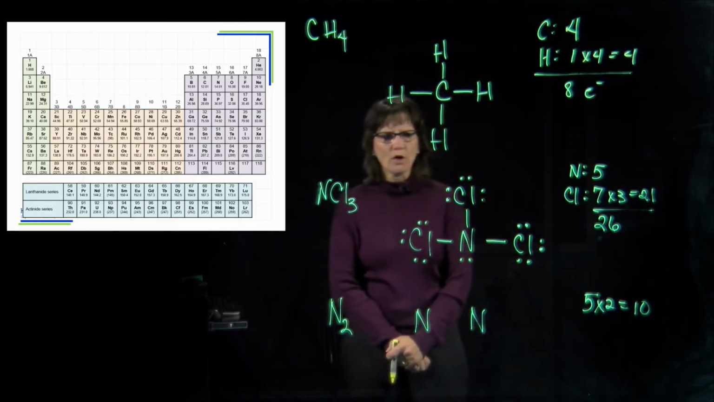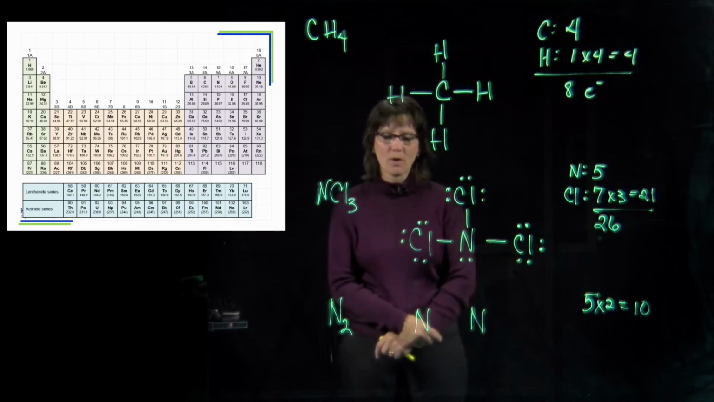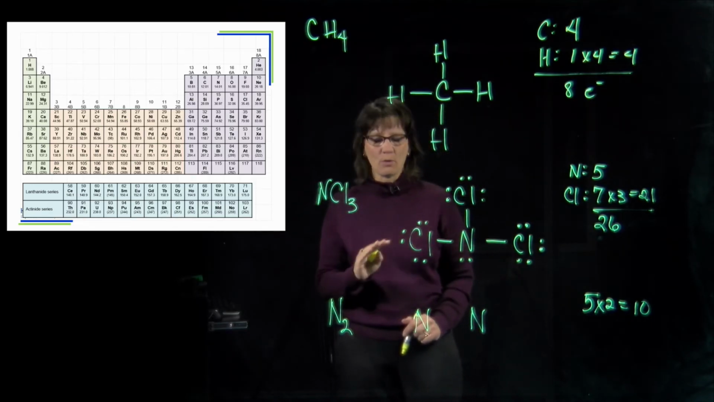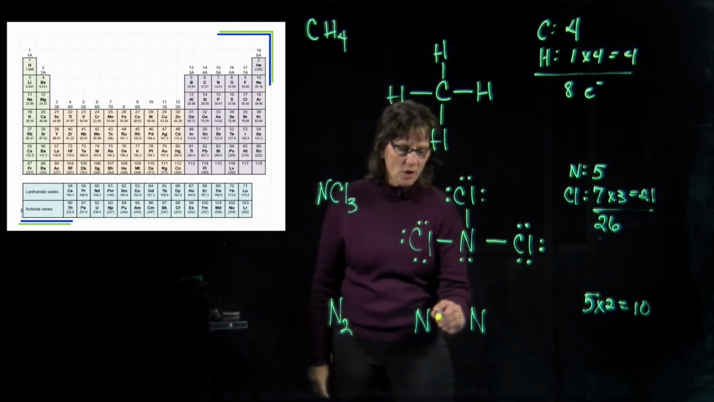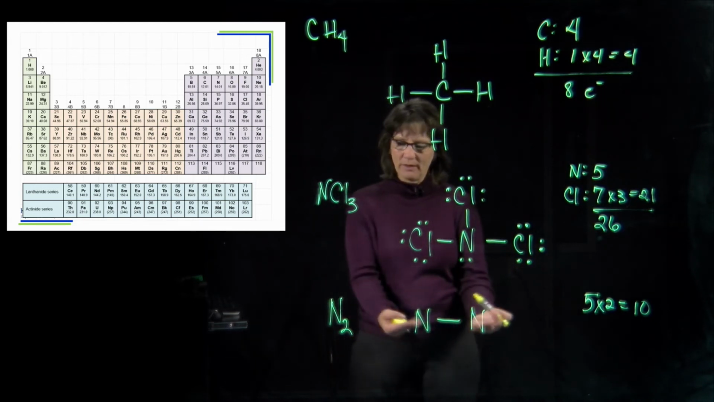Now I only have 10 to work with, and somehow I have to make both nitrogens think they have 8. So there's probably going to be a lot of sharing going on, but let's use the rules and see how it works out. All right, the rules say start with a single bond. There's a single bond. Then go to the outside atoms. Well, either one is fine.